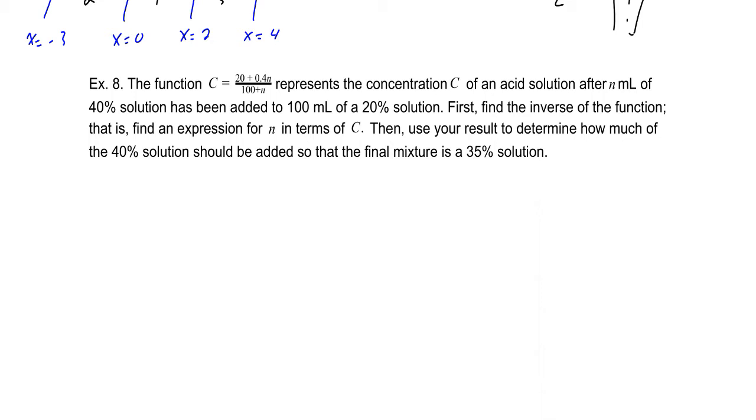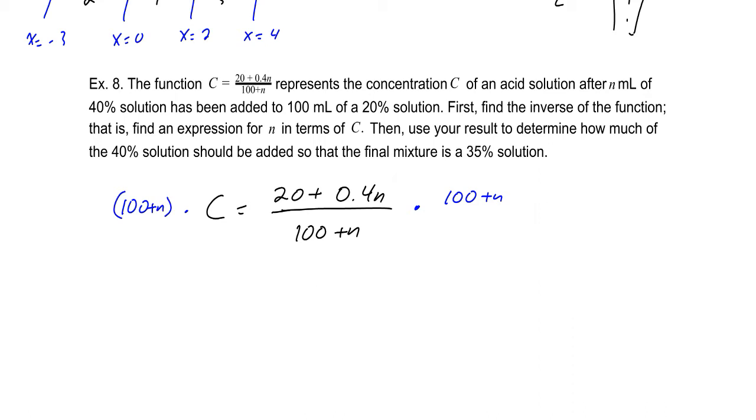All right, so let's go ahead and write this again. C equals 20 plus 0.4n divided by 100 plus n. Now we're going to multiply by 100 plus n on both sides. And I'm going to go ahead and distribute that. So that will be 100C plus nC equals 20 plus 0.4n.